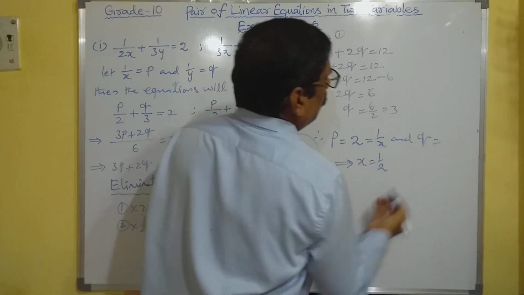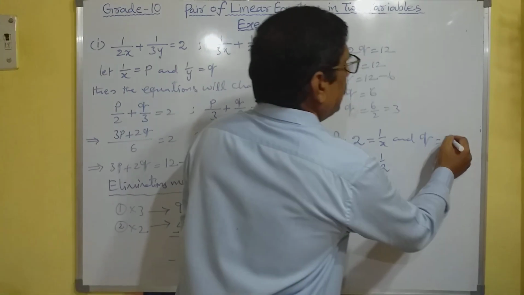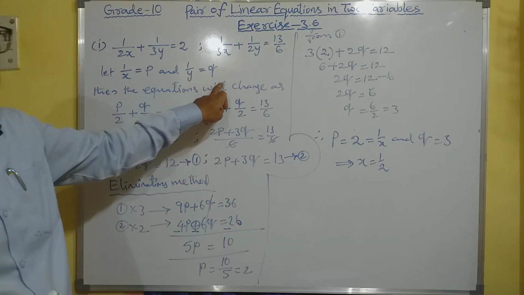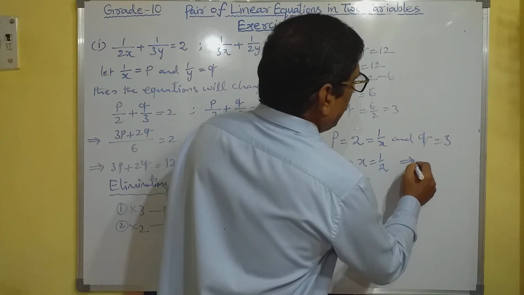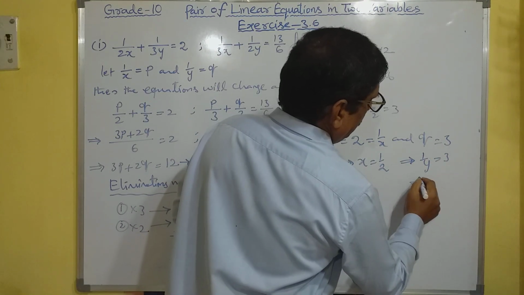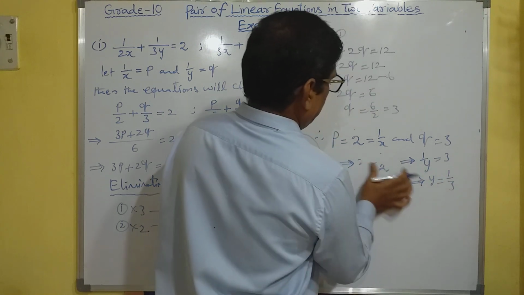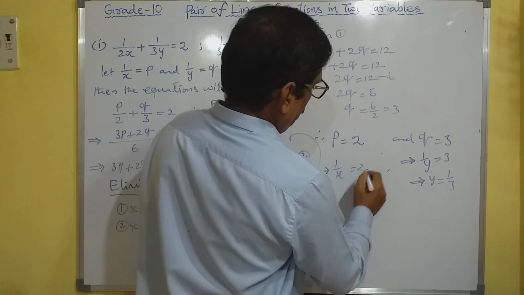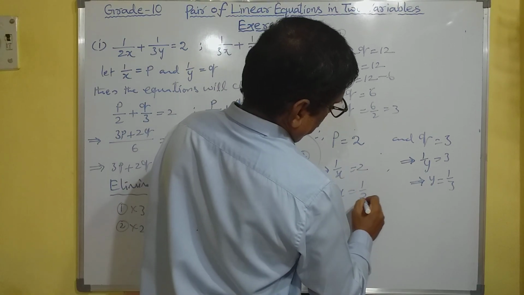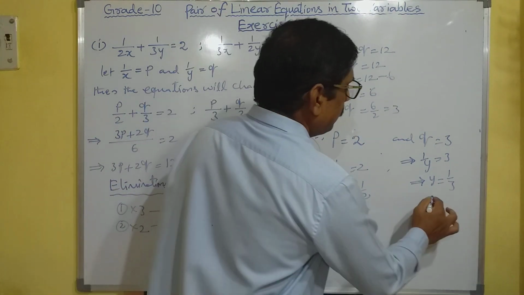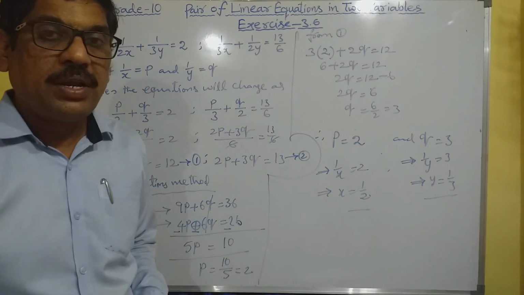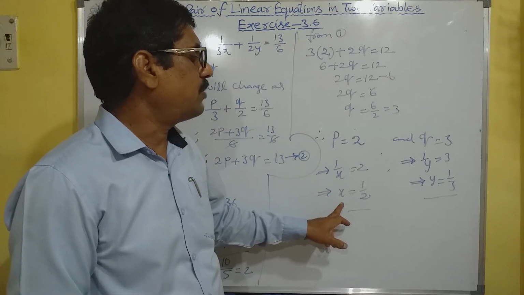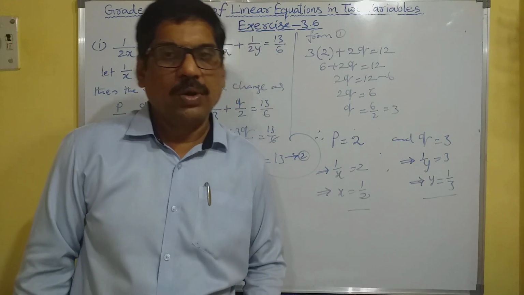And q is equal to, what is the q value? Q value is 3. But q means we have taken 1 by y as q. So this implies we can write 1 by y is equal to 3, so y is equal to 1 by 3. 1 by x is equal to 2, x is equal to 1 by 2. Therefore, the solution of the two given equations is x is equal to 1 by 2, and y is equal to 1 by 3.